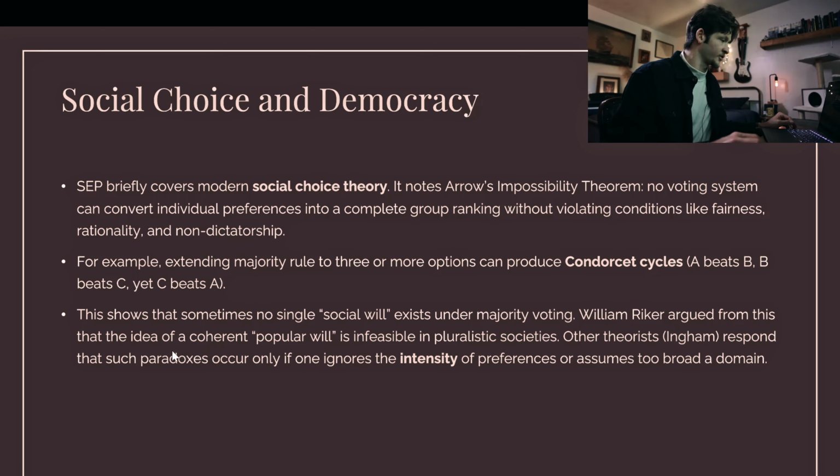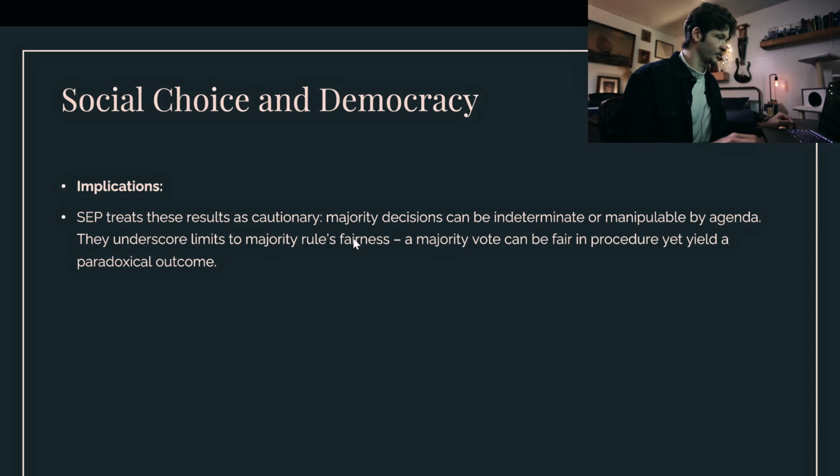William Riker argued from this that the idea of a coherent popular will is infeasible in pluralistic societies. Other theorists, like Ingham, respond that such paradoxes occur only if one ignores the intensity of preferences or assumes too broad a domain. What are the implications of this? The SEP treats these results as cautionary. Major decisions can be indeterminate, manipulable by agenda. They underscore limits to majority rule's fairness. A majority vote can be fair in procedure, yet yield a paradoxical outcome.